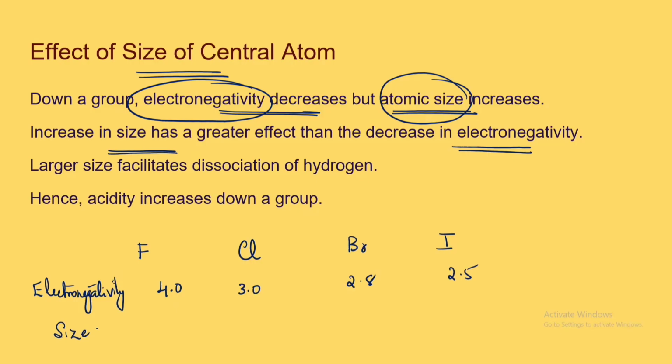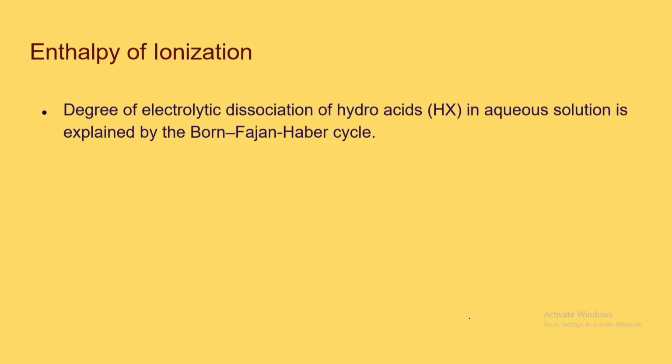So the atomic size, here I'm going to write it in terms of angstrom. So here it is 0.64, here 0.99, here 1.14, 1.33. So it is very clear that iodine has the largest atomic size when compared to fluorine, chlorine, as well as bromine. So because of the pronounced effect of the atomic size increase, there is an increase in the acidic character of the respective compounds. Right. Next, coming on to the enthalpy of ionization.